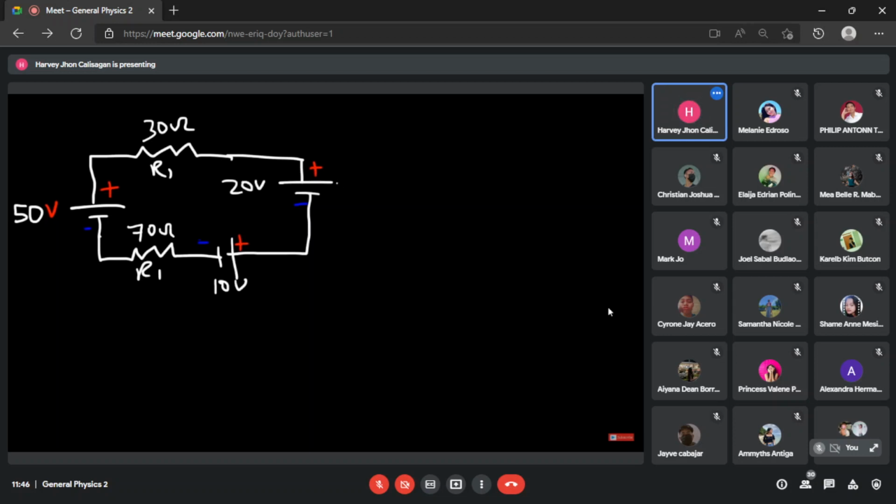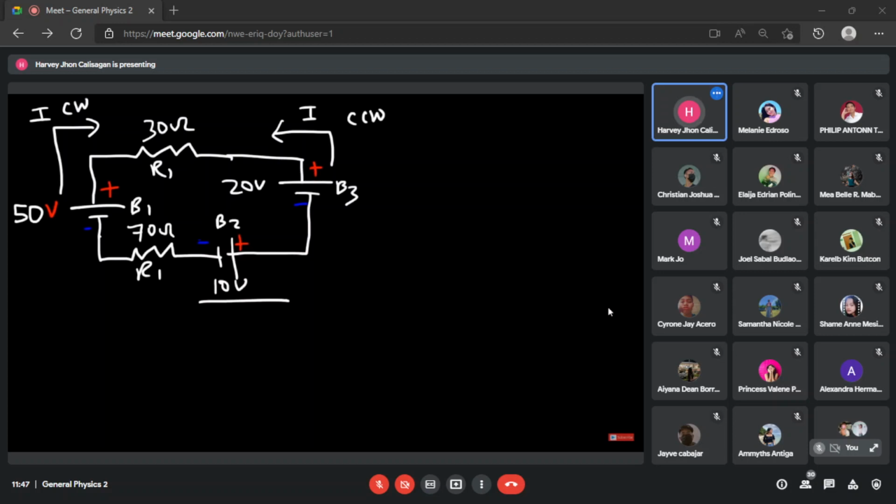So first, we need to determine the direction of the current. So let's call this battery 1, battery 2, and battery 3. So battery 1 wants to create a current that flows in this direction, away from the positive terminal. Battery 3 wants to create a current in this direction, and that is a counterclockwise current. This is a clockwise current. So those two batteries oppose each other.